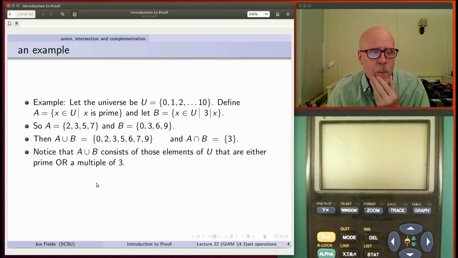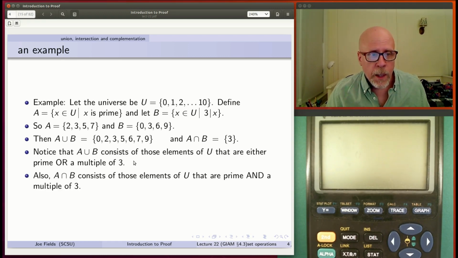Okay, so notice that A union B consists of those elements of the universe that are either prime or a multiple of 3. See how the or connector works there? And similarly, A intersection B is the things in our universe that are prime and a multiple of 3. Now, what primes are there that are also multiples of 3? 3 itself, and that's it. That's why we get a singleton set for A intersect B.